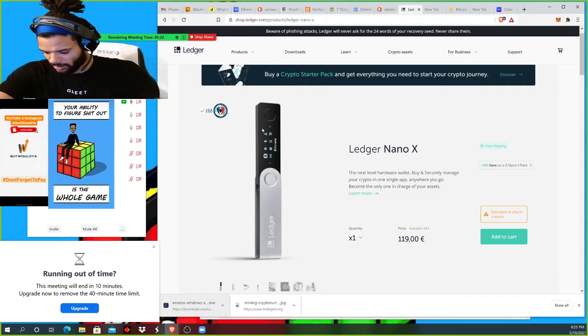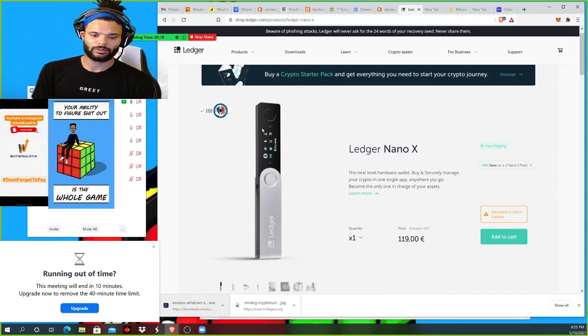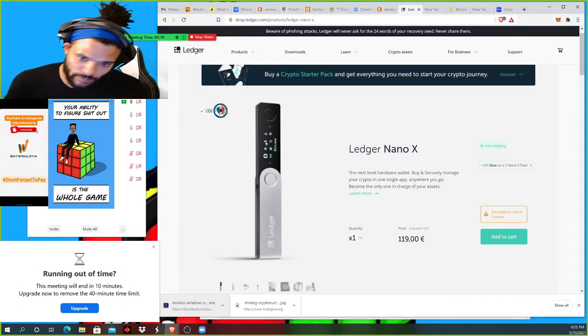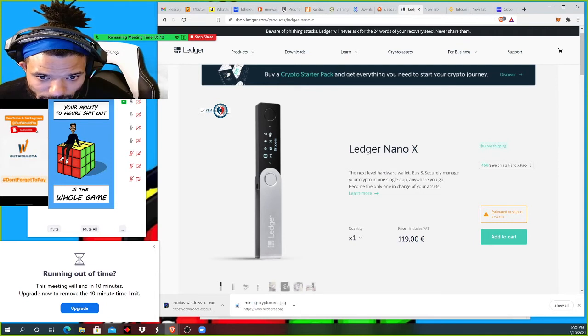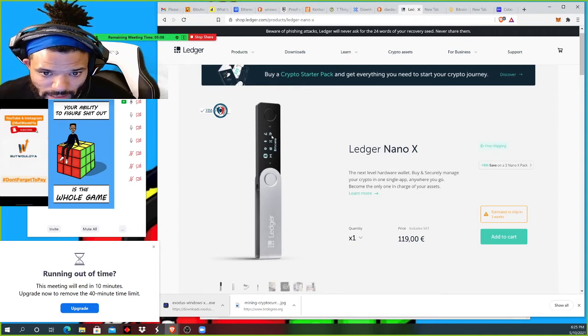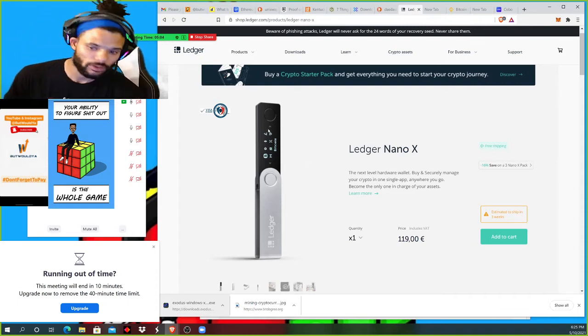I just showed mine. I don't know where I put it down, but you just plug it in, and then you send your crypto. You download an app. You can see on here where it says Bitcoin and these other little images. These are all just different apps. So you download the different crypto apps: the Bitcoin app, an Ethereum app, a Cardano app, a Litecoin app, and then you can just send your crypto to your Ledger.